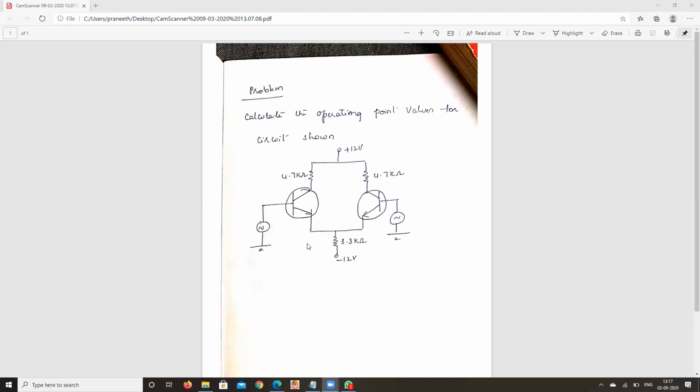Are you there? Why is nobody responding? Can you see the screen? Yes, ma'am. Then why is nobody responding? Anybody can tell me the formula. What is the formula for operating current? That is ICQ. Tell me, why are you not talking?